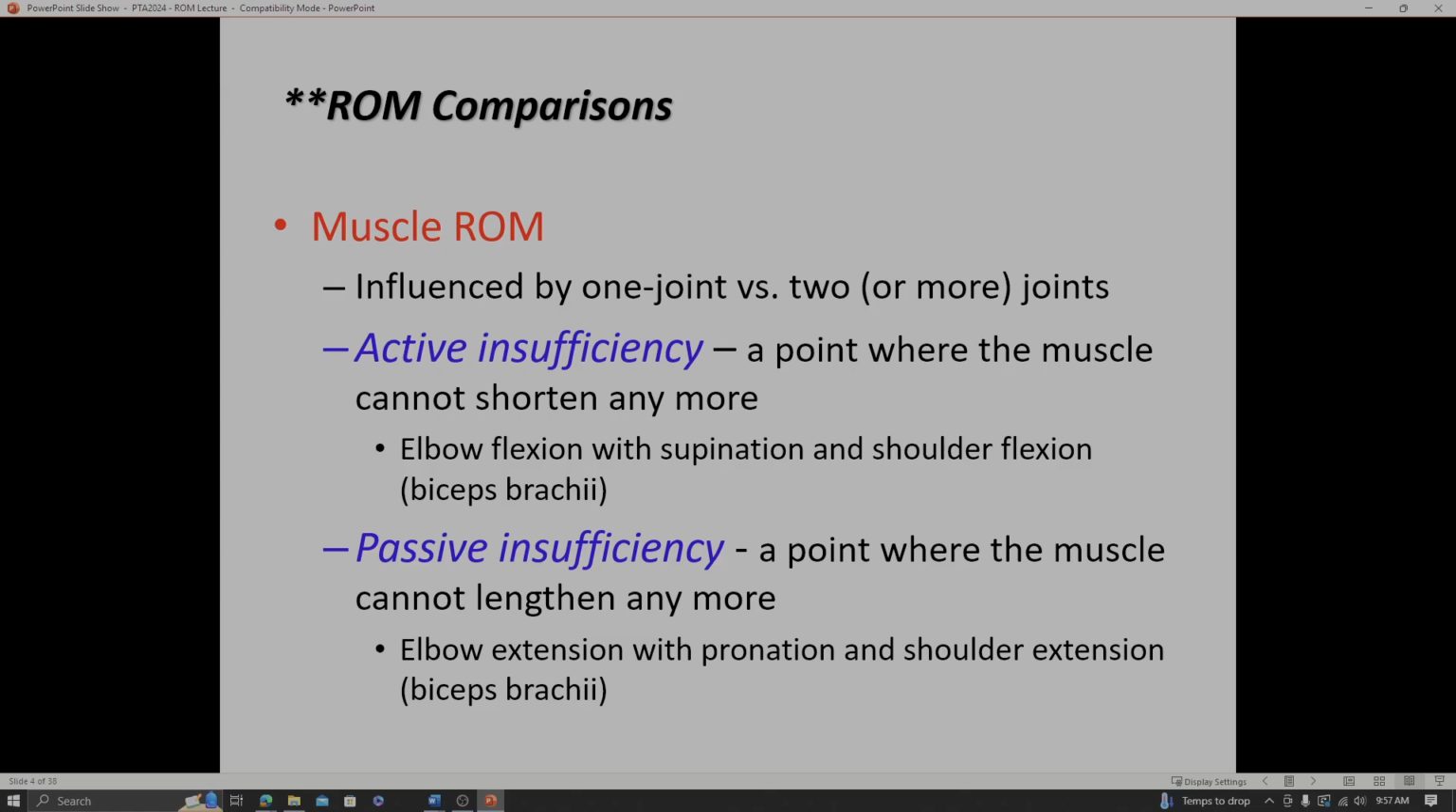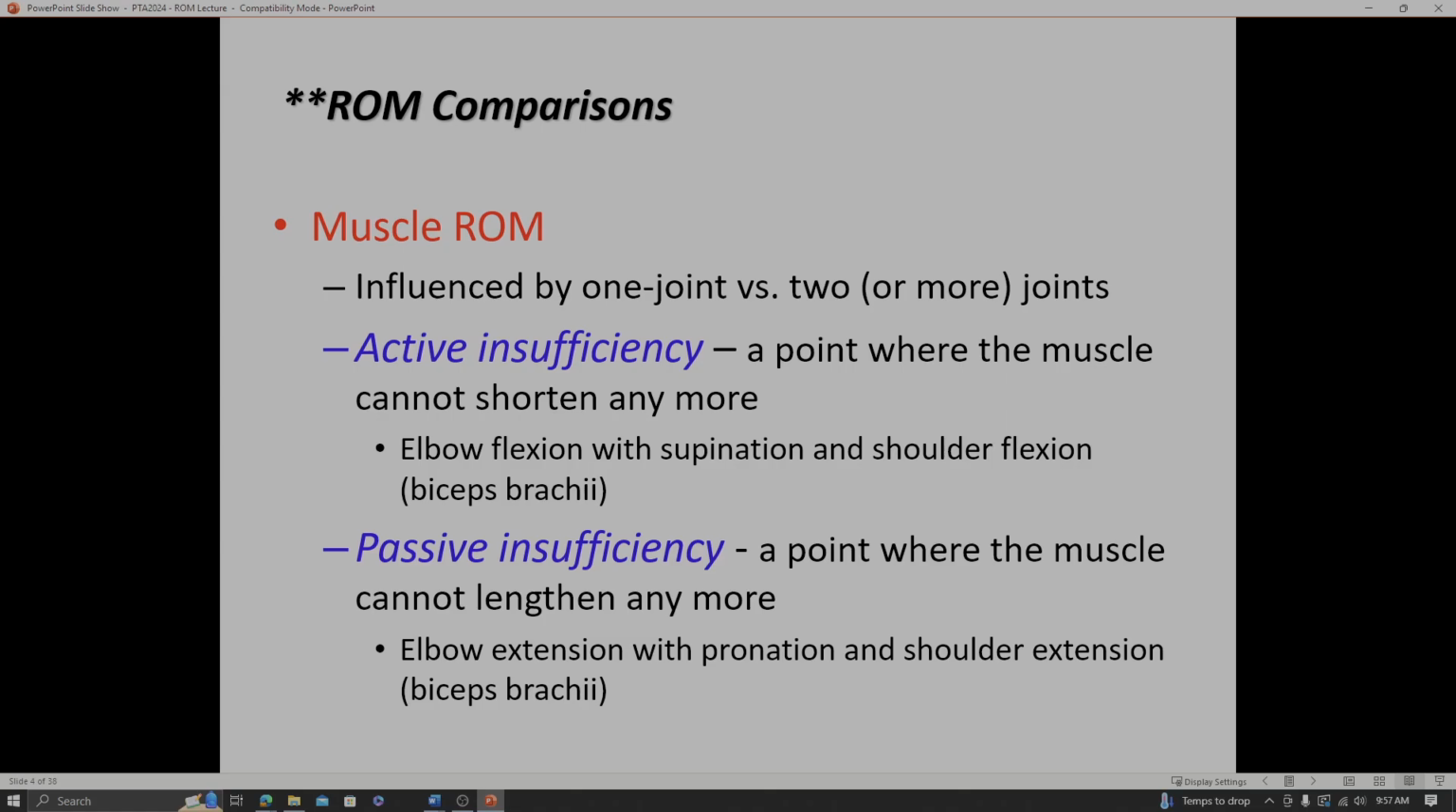Examples being elbow flexion and supination with shoulder flexion would add up cumulatively to all the muscle actions of the biceps brachii in aggregate. So it's as short as it can possibly be. We take it, we do all the things the muscle does, and we put it in a completely shortened position as far as it will go.